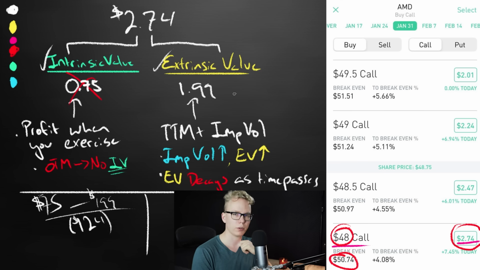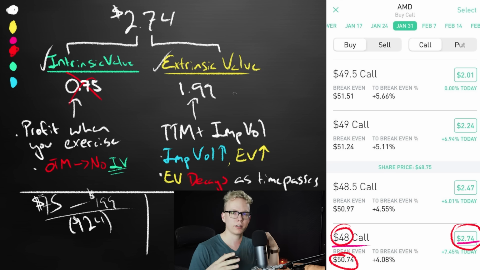Extrinsic value is a premium built into a call option based on time to maturity and implied volatility as a function of each other. The more time you have until expiration, the more valuable your call option is going to be because it has more time to get more in the money. And volatility is going to determine how likely it is that it gets deep in the money. If there's low volatility, there's less potential, so the option is not going to be worth as much.